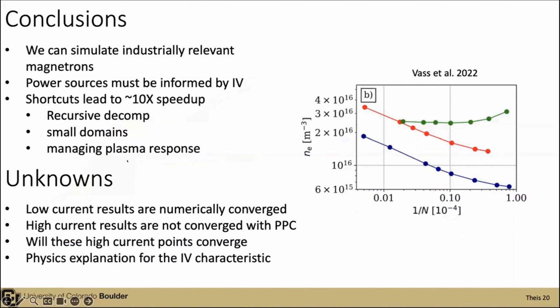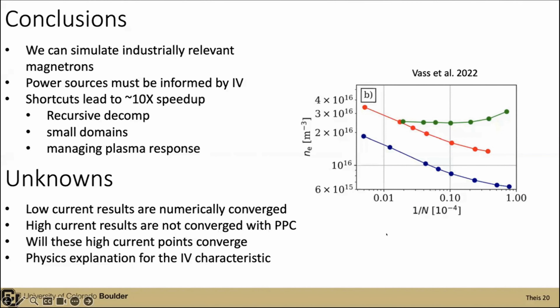Some conclusions from this work are that we can simulate industrially relevant magnetrons in a reasonable amount of time. Power sources must be informed by the IV. You have to know where on the IV you're intersecting based on your power source and whether or not you need to stabilize it. These shortcuts can lead to the 10 to 20 times speedups that I've mentioned before, but some of them come with different errors that need to be quantified. The best shortcuts include the recursive decomposition, shrinking the domain size, and managing the plasma response with the external circuit.